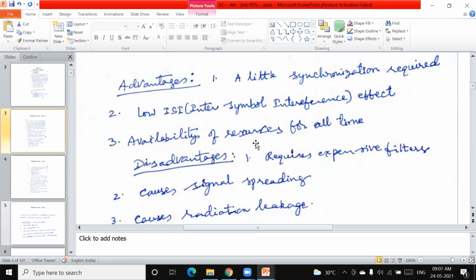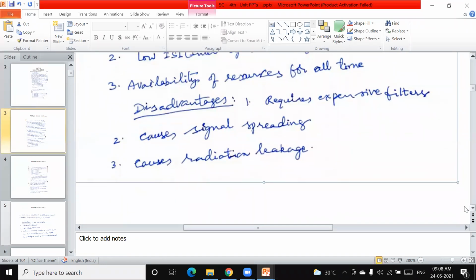So the third is availability of resources for all time. That means availability of resources in the sense of the satellite's bandwidth and the time. The satellite is always available, and for a particular allocated frequency, at any time you can have that access.